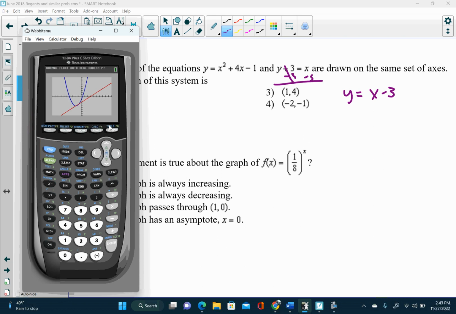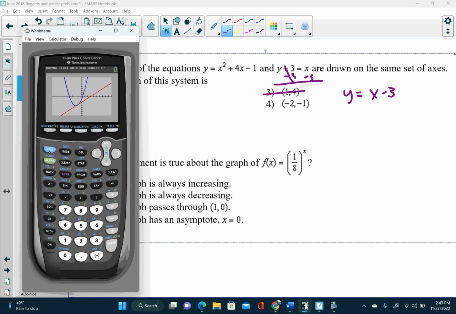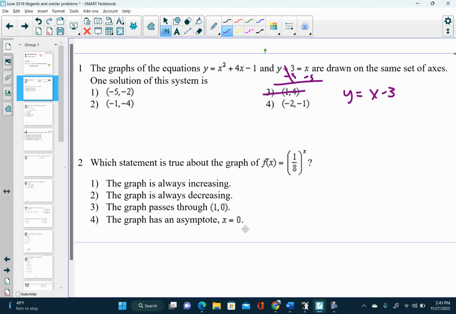And then you can go ahead and hit graph and you can see, hey, it crosses about 2 times on the negative side. So automatically anything that has a positive y value, I can cross out. That is definitely not the correct answer. Now if I go to my table, I hit second graph, and I look across from -2, I see 5, 5, which means that -2 is the solution. So I'm going to look for the point -2, 5, and that is not there.